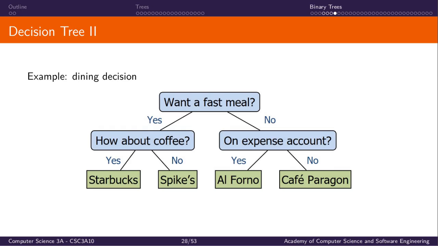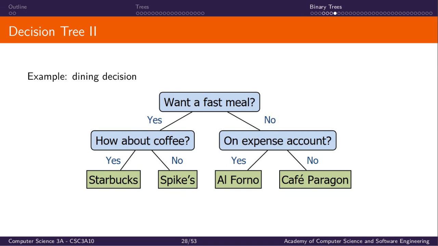All right, let's take an example of that. So we have a decision for our first node, our root and internal node. It asks us, do you want a fast meal? Now, depending on what our answer is, let's say it was yes. If it's yes, then we go to the right child. If it's no, we go to the left child. We go to the right child. It asks us another question. How about coffee? If our answer is yes, we can go to the right child. Our decision would be Starbucks. If our answer is no, then we go to the left child. Our decision would be Spikes.